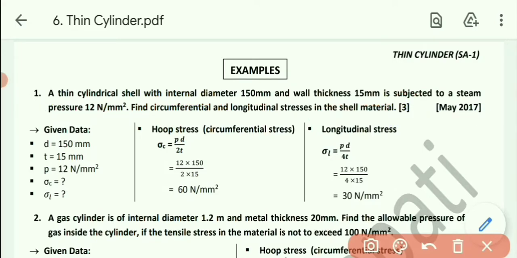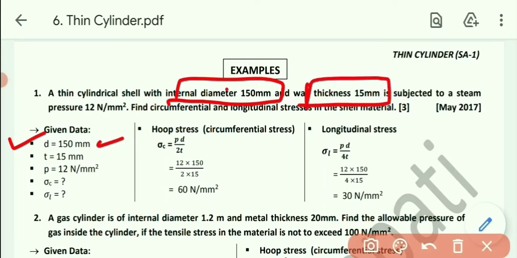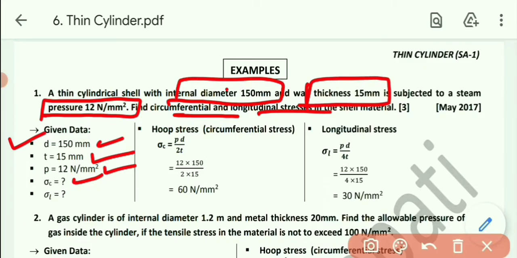So first of all, let's write down the data which is given. Internal diameter is 150, so D is 150 mm. Thickness is given as 15 mm, so t is 15 mm. And steam pressure is 12 Newton per mm square, so small p stands for 12 Newton per mm square. Find circumferential and longitudinal stresses, so sigma C and sigma L are unknown for us.